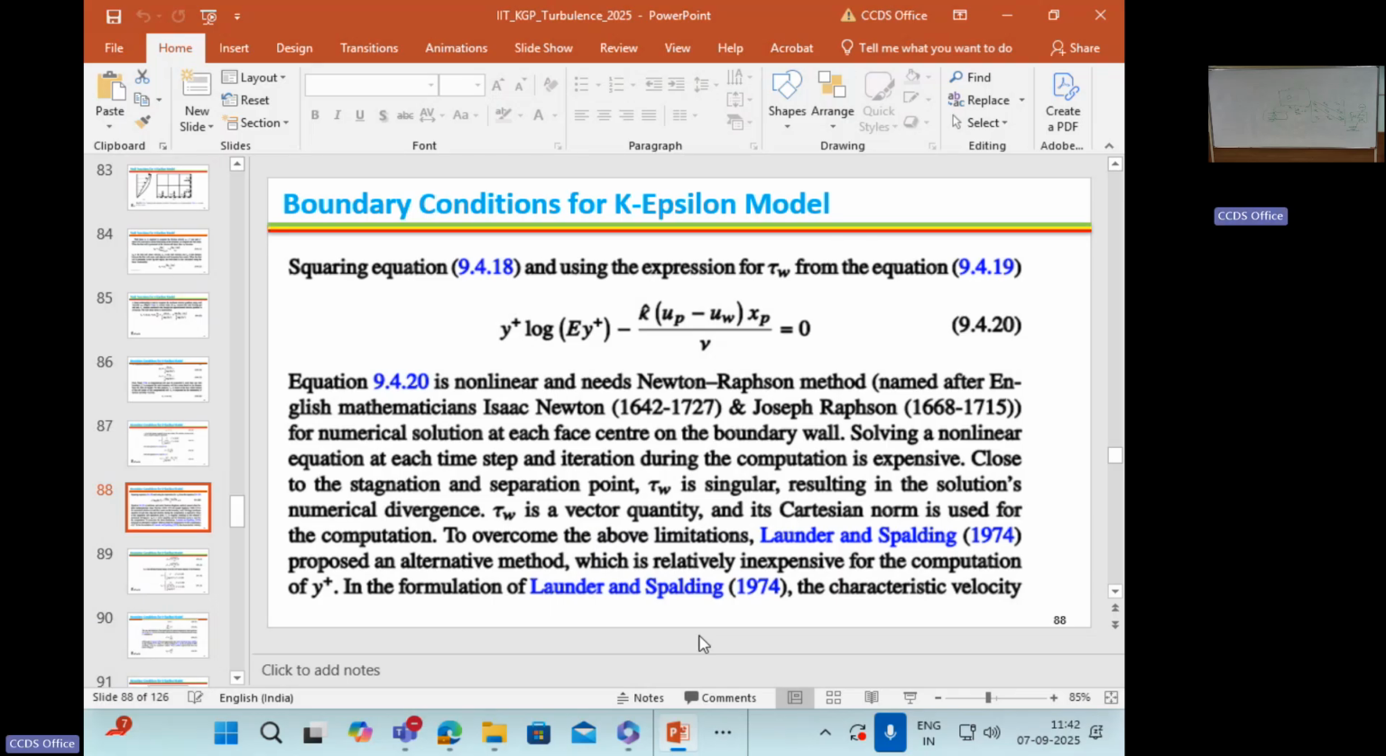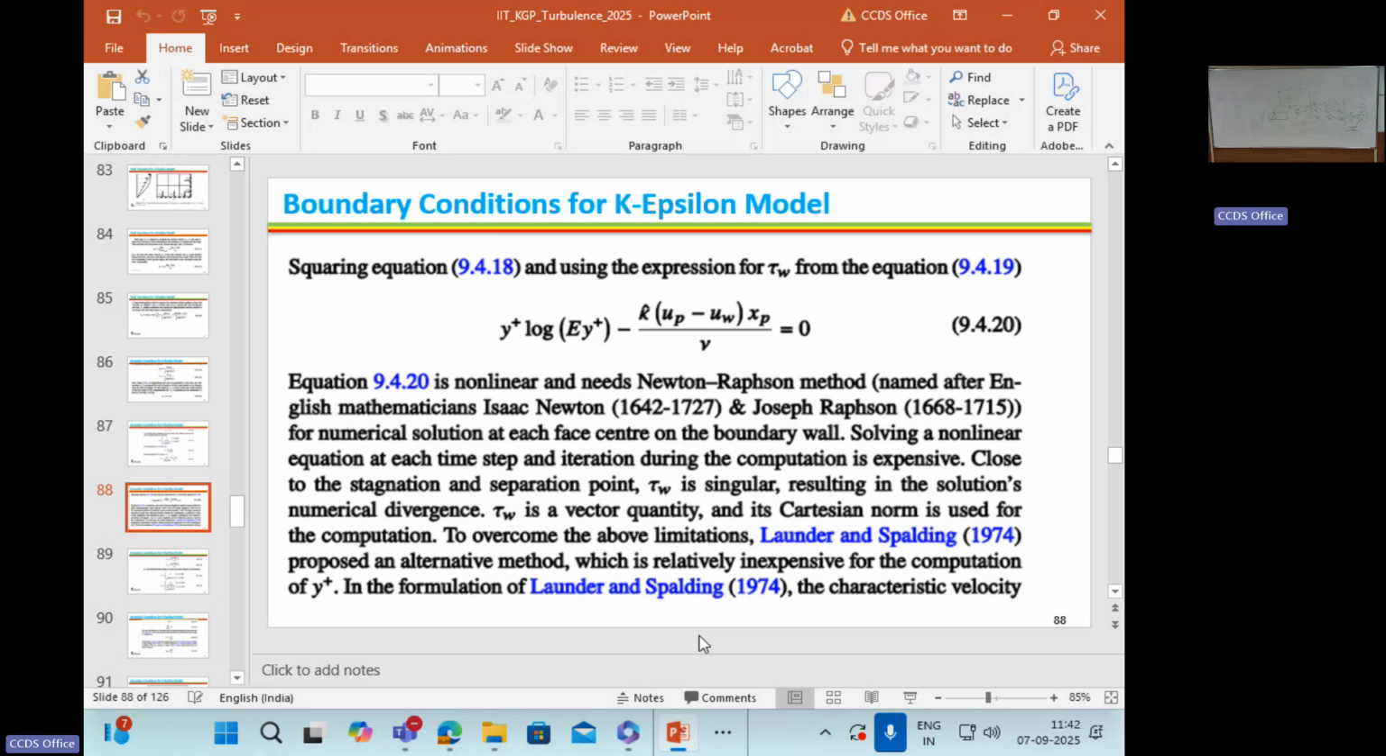To solve this nonlinear logarithmic equation, you need an iterative process, which is quite computationally expensive. To avoid that, the commercial software, instead of calculating the y plus, calculate y star, right? Y star is what? This is another way to non-dimensionalize the wall normal distance. Analogous to y plus, if it is non-dimensionalized with y star, the universality of the profile remains alike, but the way of non-dimensionalization changes.